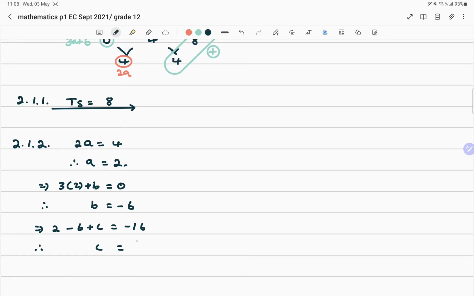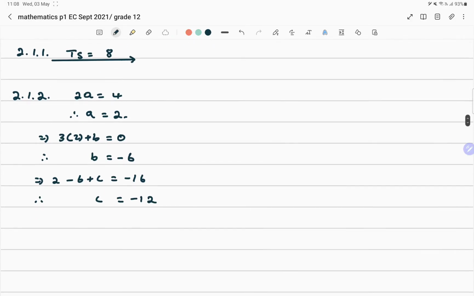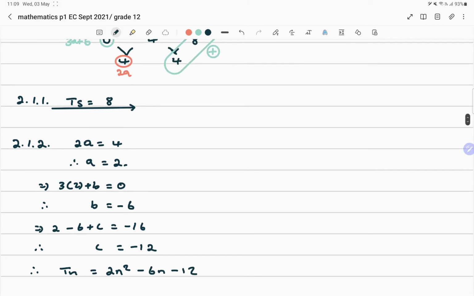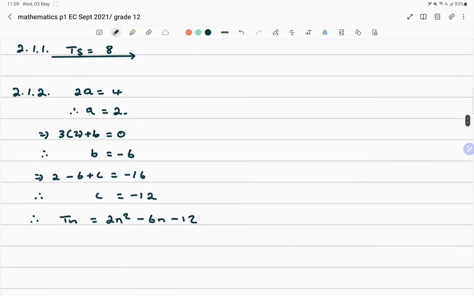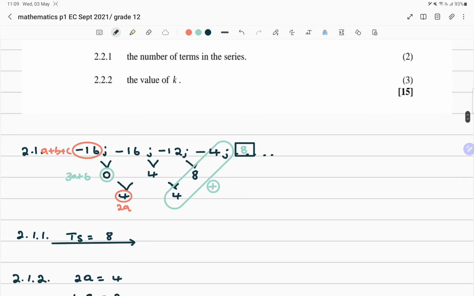So minus 16 plus 4, it's going to be minus 12, okay? So we can conclude that our nth term is going to be 2n squared minus 6n minus 12. Now let's check it out. If we put 1, for example, this is just going to be 2 minus 6, which is minus 4. Minus 4 minus 12 is minus 16.